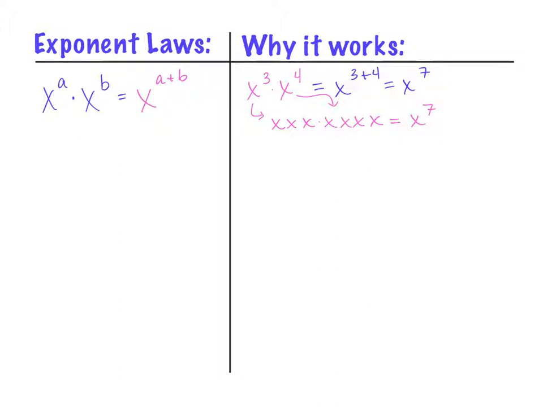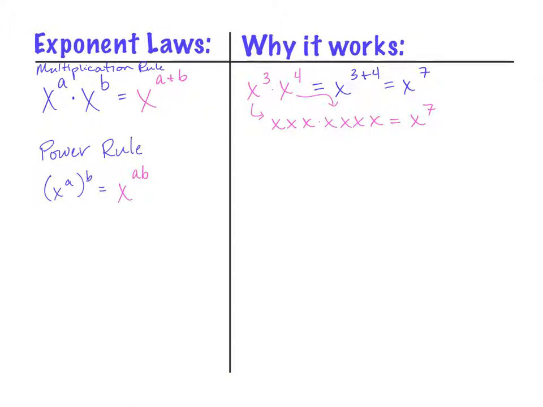Our next rule is called the power rule. I might want to write that up here. This is the multiplication rule. So the power rule tells us that if we have x to the a to the power of b, what we're going to do is multiply those two exponents. That's the x to the ab, or a times b.